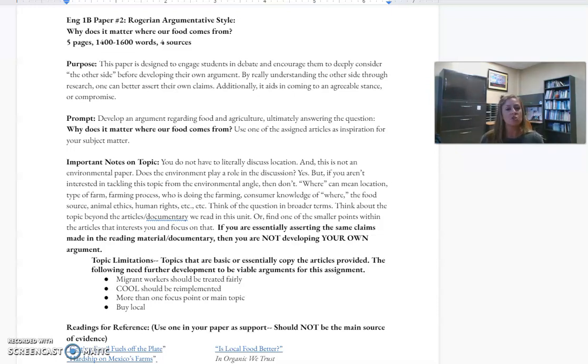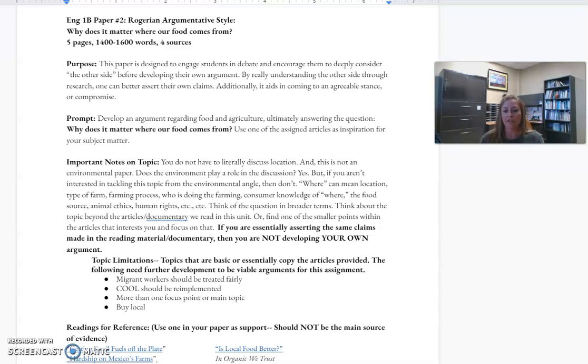So do make sure that you come up with your own original idea, and that you are not falling under the topic limitations, which you can see down here. So topic limitations are things that are basic or just copy what the articles are already saying. So you need to kind of take it one step further.